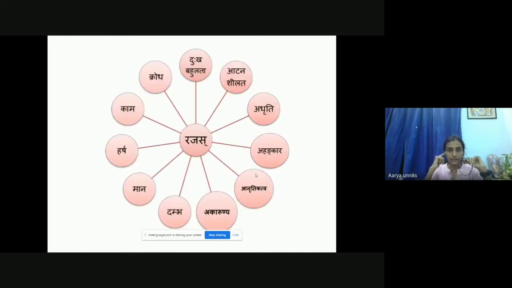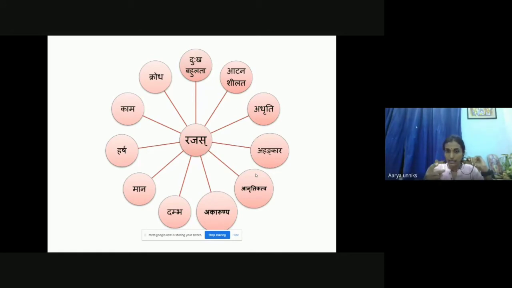Rajasa purusha. Dukkha bahulada, atana shilata, adhriti, ahankaram, andhritikattvam, akarunyam, dambam, manam, harsham, kama, krotha. These are the features of rajasika purusha. Dukkha bahulada. I need you to focus on the terms dukkha bahulada, adhriti, krotha, kama, dambam, manam. See, buddhimentha abhimana, there abhimanam, here it's manam. So it's similar. You can correlate the rajasika bhava. And dukkha bahulata is a feature of rajas.